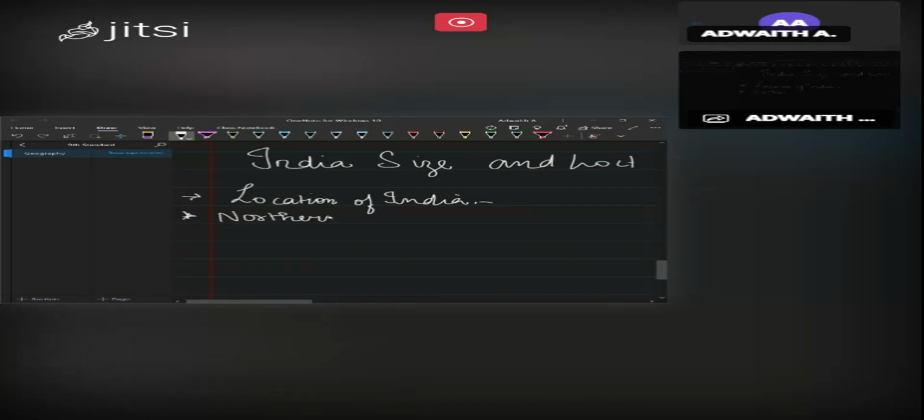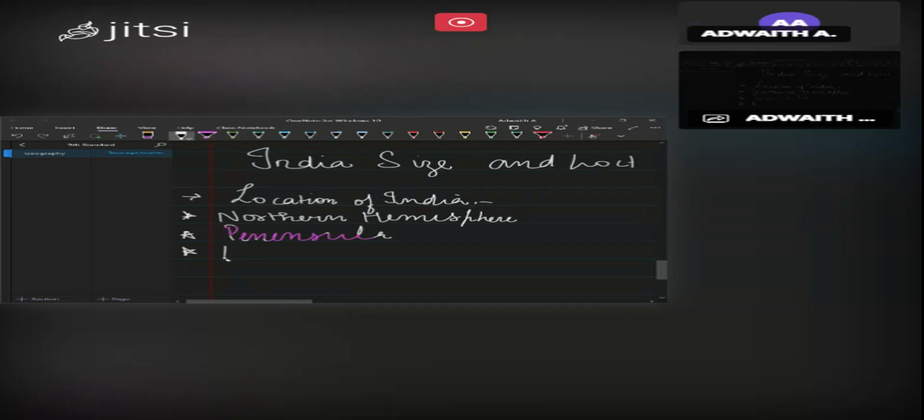Northern hemisphere. India has a peninsula. It's not in the text, so just highlight it. I'm going to highlight it. It's not in the text, okay.